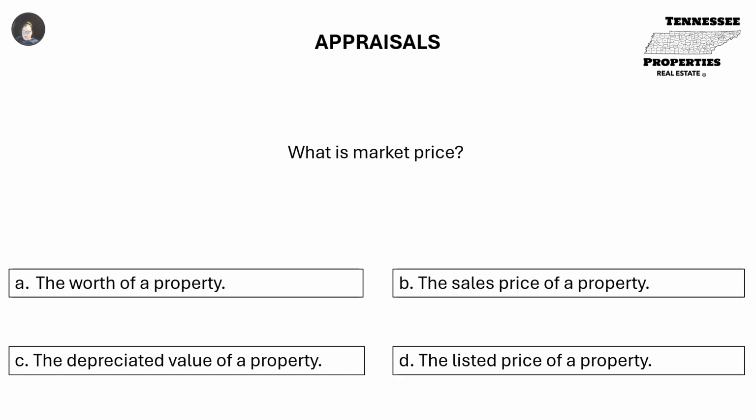What is market price? A. The worth of a property, B. the sales price of a property, C. the depreciated value of a property, or D. the listed price of a property? B. The sales price of a property.